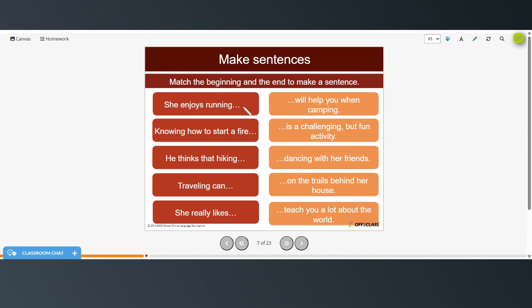So she enjoys running on the trails behind her house. Knowing how to start a fire will help you in camping. He thinks that hiking is a challenging but fun activity. Traveling can teach you a lot about the world, and she really likes dancing with her friends.